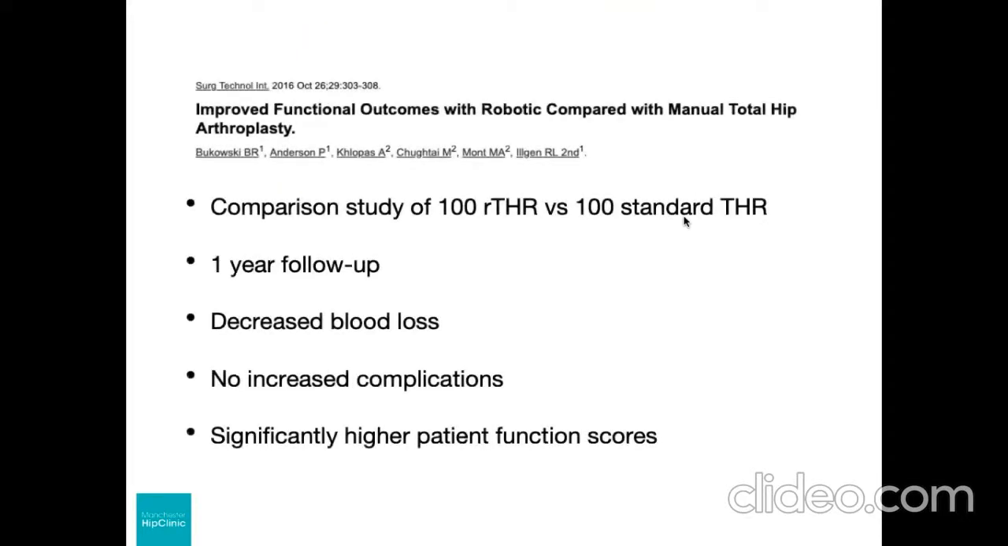This was another study which compared 100 robotic hips versus 100 standard ones. They followed them up for a year. They showed there was no increase in complications, no increase in blood loss, and significantly better what we call patient function scores. So these are the scores which look at how well you're walking, you're running, are you exercising, how comfortable you are afterwards. So these are much better ways of looking at hip replacements than just looking at revision rates.